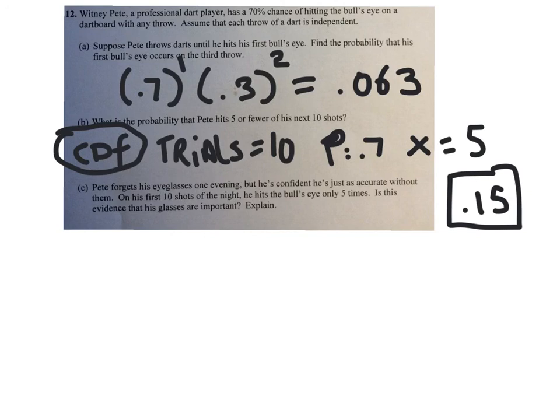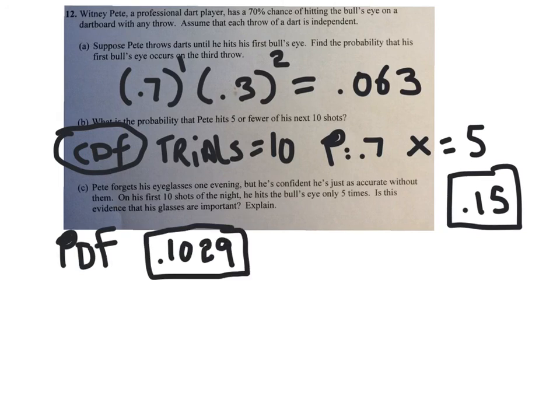And it's still the same. It's 10 trials, probability of 0.7. We want to hit 5. But because it is PDF, that gives us the exact value for that one. Okay, so I plug it in, and this is what I get. 0.1029. So about a 10% chance of that happening.